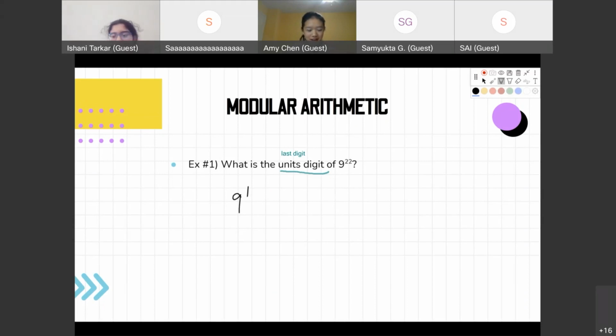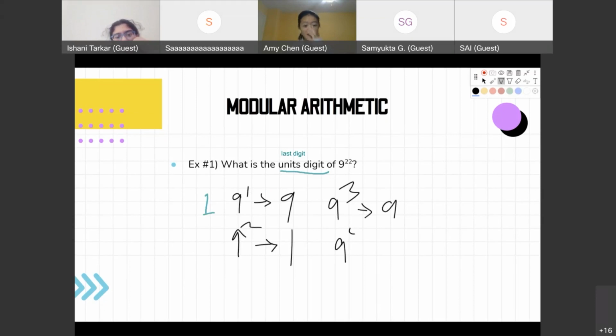9 to the first power has the last digit of 9. Okay, that's not a surprise. 9 to the second power has the last digit of 1. 9 to the third power has the last digit of 9. By the time we see a repeated digit like 9 and 9, we know the pattern is going to be repeating.